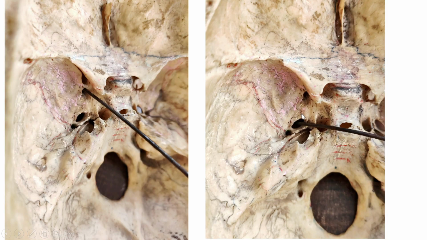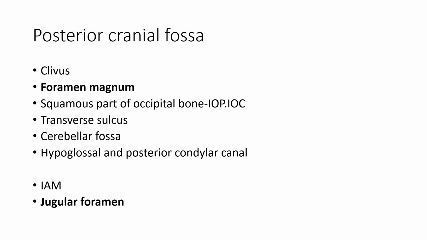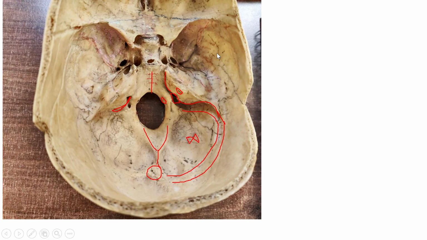Now, this is foramen ovale, this is foramen spinosum. Just for revision purpose, this is foramen spinosum and foramen lacerum. Now in posterior cranial fossa, you will see the clivus in midline, the foramen magnum, the squamous part of occipital bone, internal occipital protuberance and crest, transverse sulcus, cerebellar fossa, hypoglossal and posterior condylar canal, internal acoustic meatus, and jugular foramen.